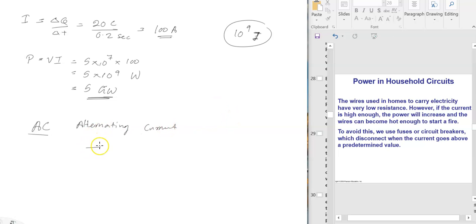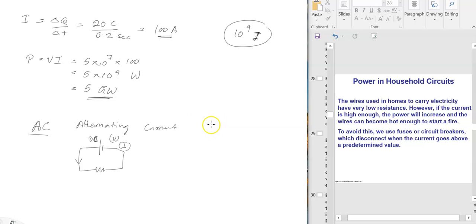So a regular battery, that one we use this symbol, this is DC. A regular battery will give you a unidirectional current. If you connect this to a resistor, it always goes in one direction. This is DC. The voltage is DC, also the current is DC. DC stands for direct current. It always goes in one direction.